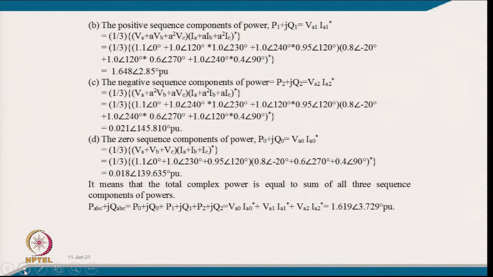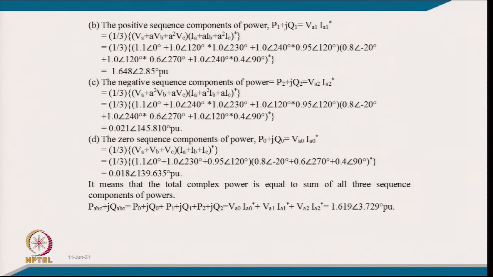Well, we can calculate the positive sequence component of power, P1 plus jQ1, from the positive sequence voltage and the conjugate of the positive sequence current. So, here we put the formula for the positive sequence voltage as well as the positive sequence current, and in these formulas if we give the values for all the VABC and IABC, we get the positive sequence power 1.64 per unit at the angle of 2.85 degree.